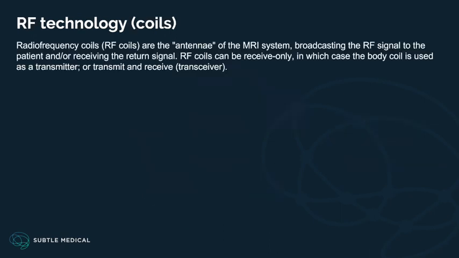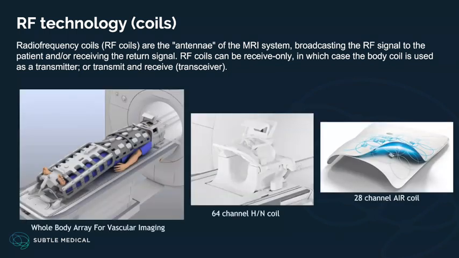The third technology which I wanted to discuss is the RF technology, the coils. The coils are again a very critical part of the MR system. They are the antenna for the MR system, and they are the hardware which actually receives the signal or transmits the RF signal. In recent years, there have been many advances in RF coil technology, which has led to these kinds of arrays of coils from different vendors. On the left-hand side, I show a whole body array for vascular imaging. You can see a number of channels spread across the body.